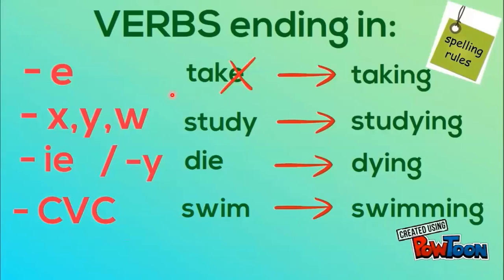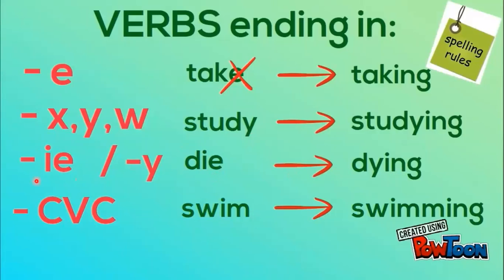We have those ending in X, Y, or W. So we only add ing. We don't do more than that. Remember that we're talking about present continuous. That's why the rule is different. Okay, we have verbs ending in IE. So this is what you do. You change that IE into YING.